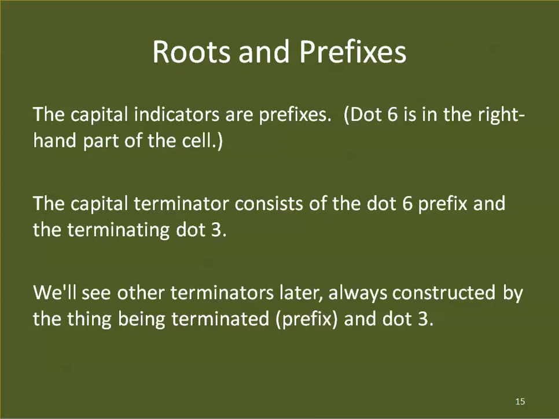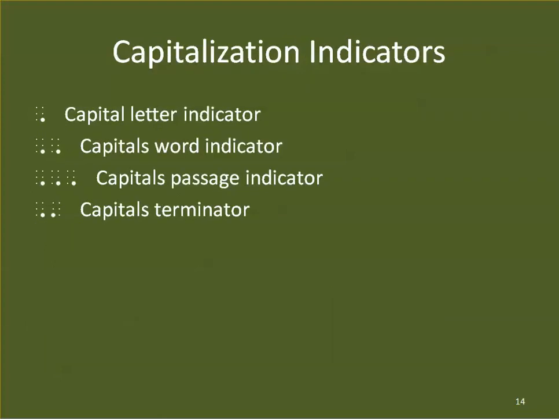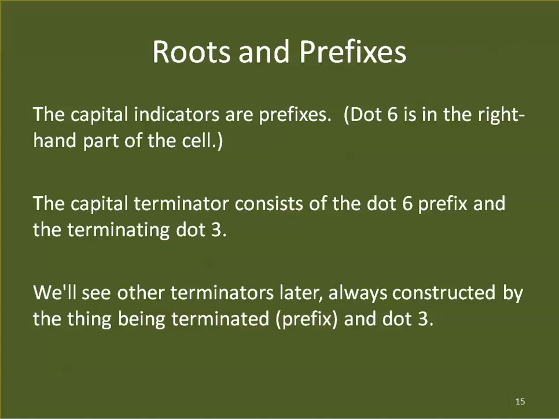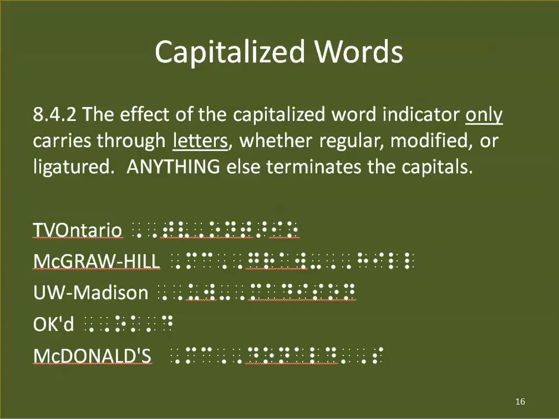You'll notice that the capital indicators are prefixes. They're all on the right-hand part of the cell. The capital terminator consists of the dot 6 prefix and the terminating dot 3. So the capitals terminator looks like our termination sign that we used to use for everything, but in UEB it's specific to capitalization only. It's what's being terminated, which is dot 6, and then the dot 3 is the indicating termination dots. So we have dot 6 and dot 3, and it only terminates capitalization. Other terminators that terminate other things are constructed the same way, and we'll see how those work later on. So capital letters are just capital letters.